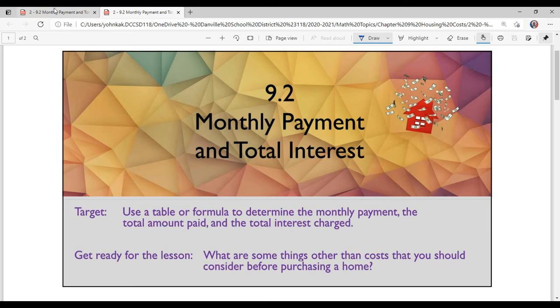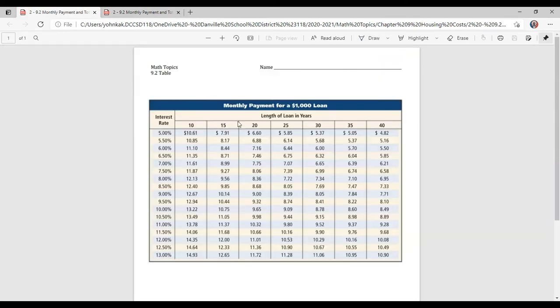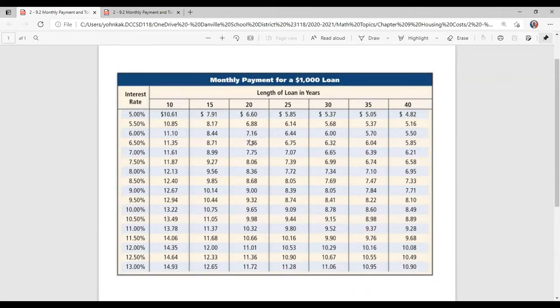We're also going to use a table today. It's the monthly payment table. It's the 9.2 table in your textbook or in your folders. If you don't have it, it is on Google Classroom, so you can look at it there. But basically, we're going to look at one specific table for interest rates and how to find monthly payments.